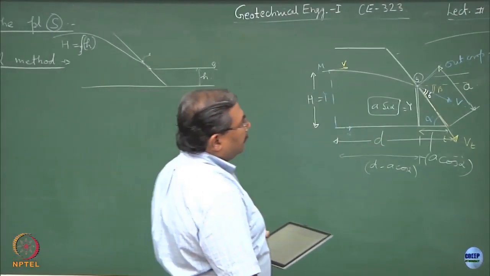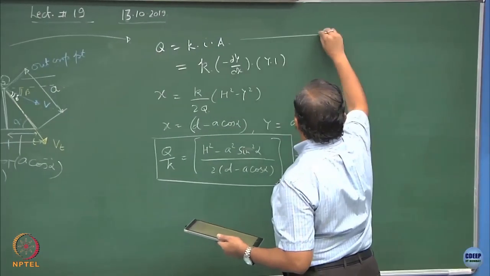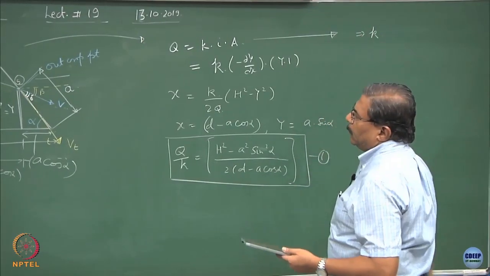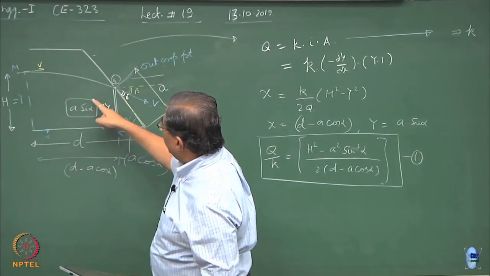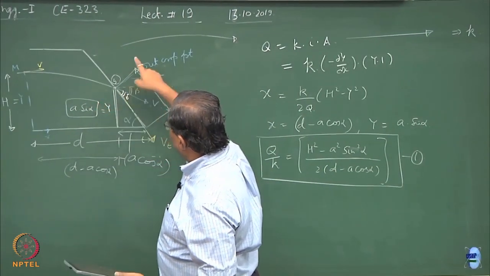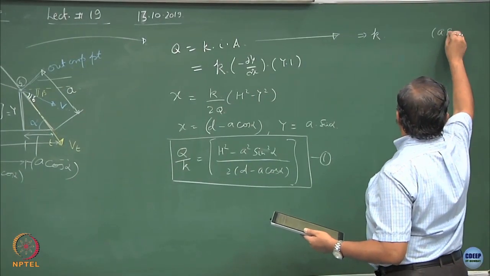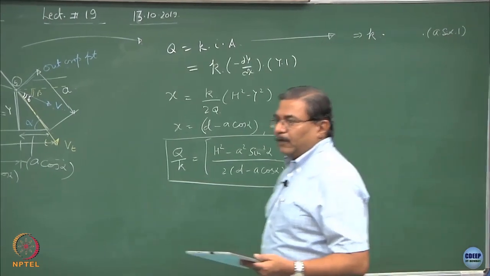Another equation I can obtain by equating Q to V equal to K into... Can you tell me what will be the other equation? Suppose I use this function, A sin alpha is the area of cross section through which the flow is taking place. So the y term becomes A sin alpha into 1. What will be the hydraulic gradient here?